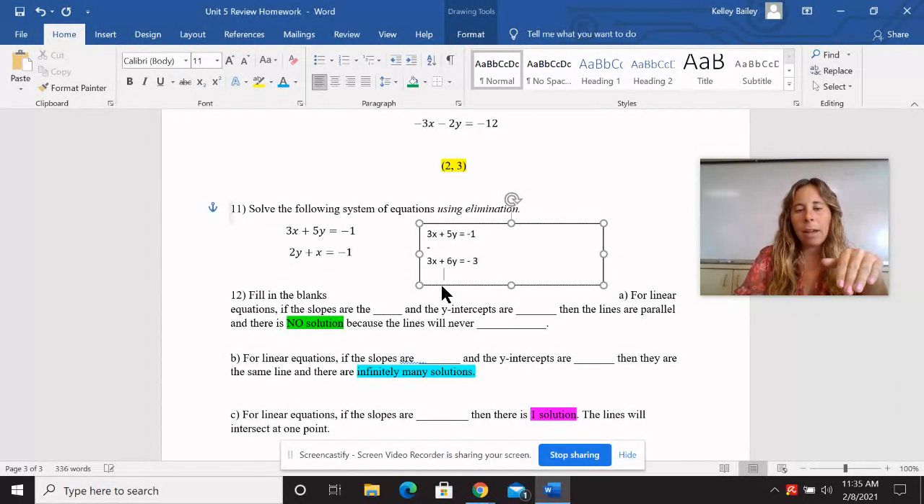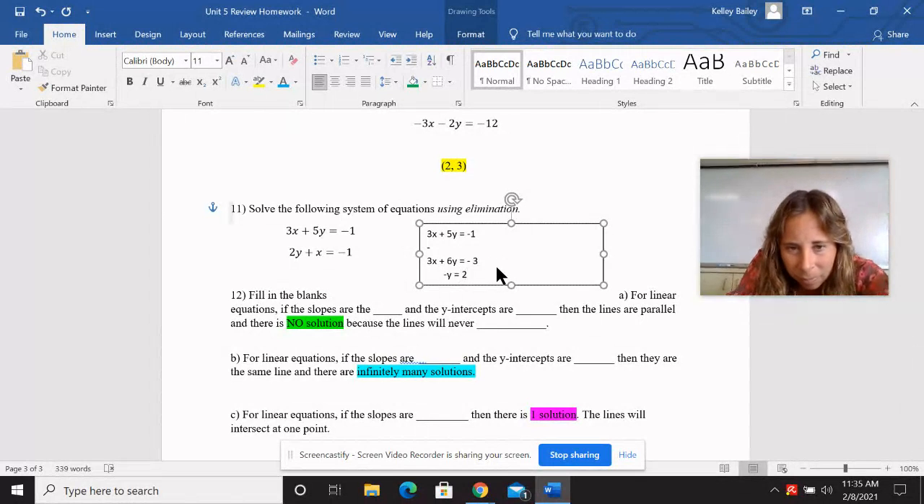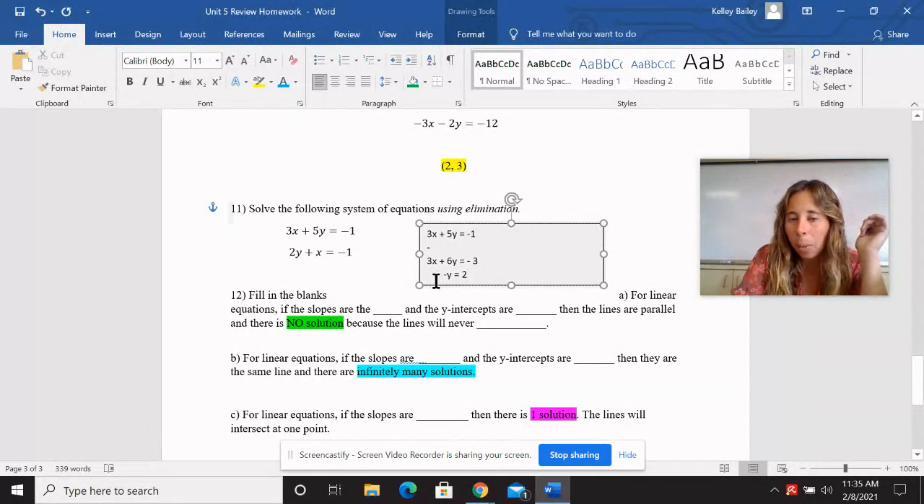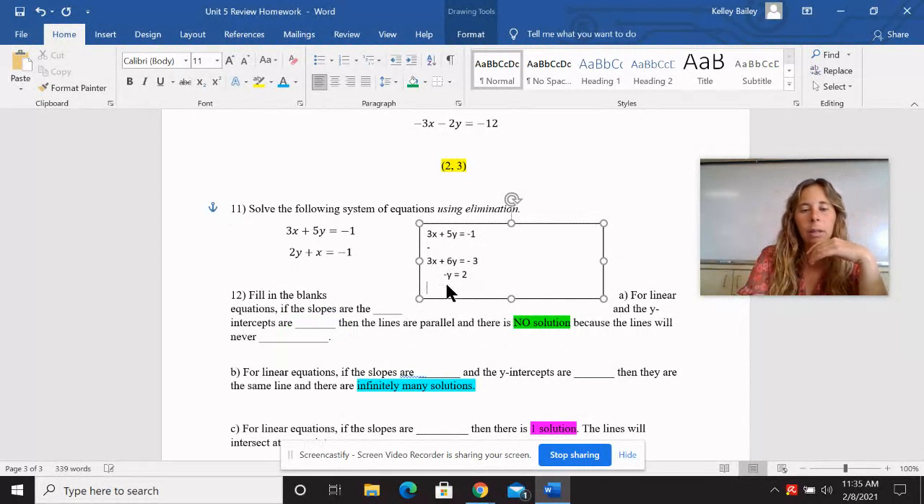Then you have 5y minus 6y. 5 minus 6 is -1y. You don't have to write the 1. -y equals -1 minus -3. So that's -1 plus 3. That's 2. So you have -y equals 2. So you're not done. You have to get rid of the negative by multiplying or dividing by -1. So you get y equals -2.